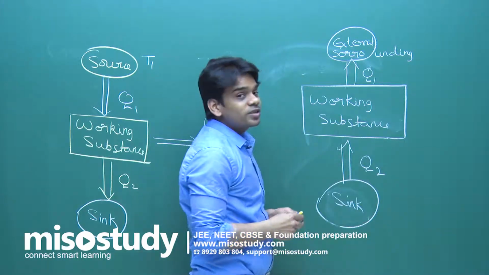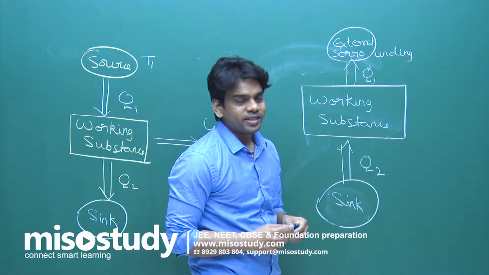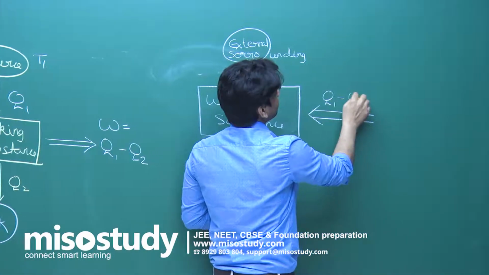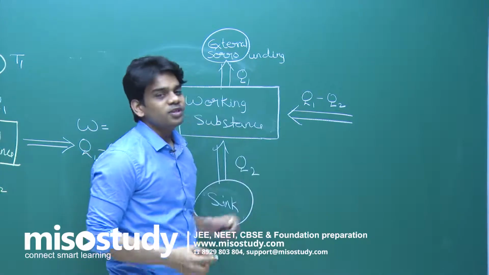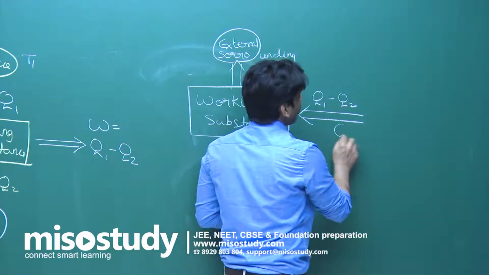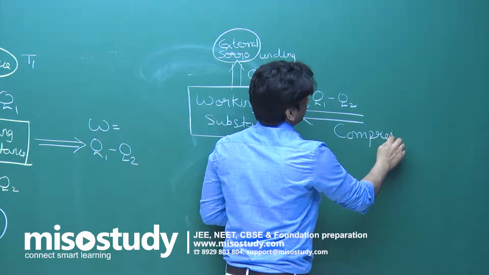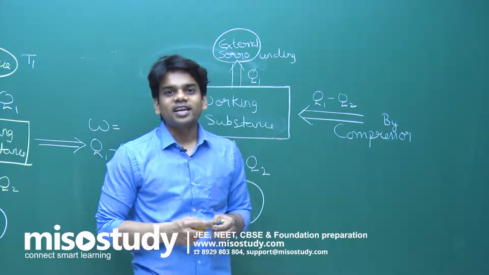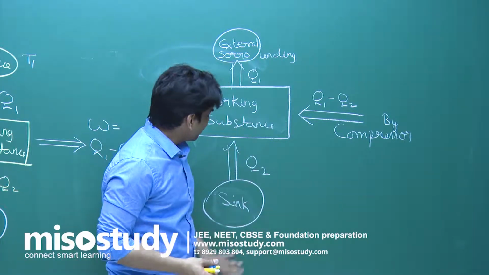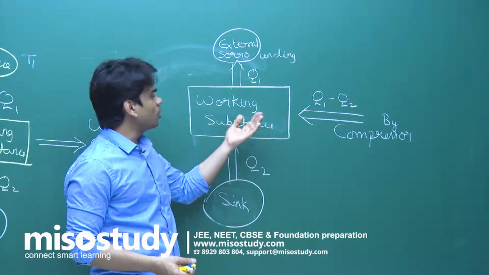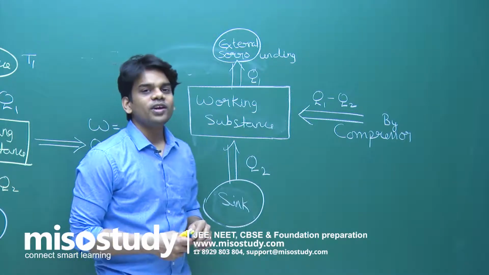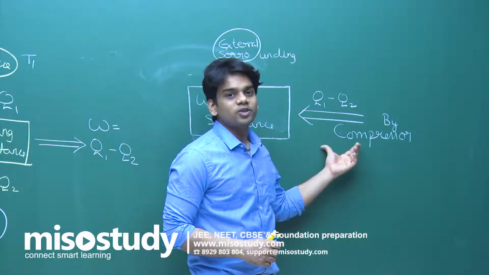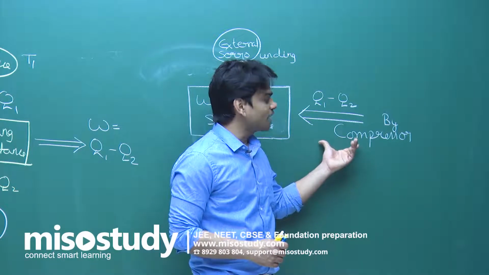rejected. Now that means the amount of work that has to be done on it would be Q1 minus Q2, just opposite of the heat engine. This much will be the work done on the working substance by the compressor. We all know that the compressor in the refrigerator does the work on the working substance. We can see that from the sink, Q2 amount is taken by the working substance. It will release Q1 amount of heat energy to the external surrounding, and the amount of work done will be Q1 minus Q2. You can easily observe that, as I have written here.